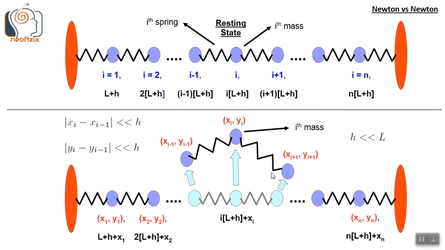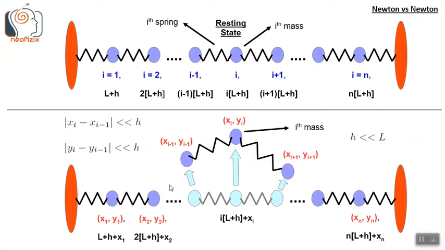Suppose at a particular time instant, the ith mass is disturbed by xi units along the x-axis and yi units along the y-axis from its rest state shown on top. So this is the resting state, same as these three masses here below. And this is the disturbed state at some point in time.